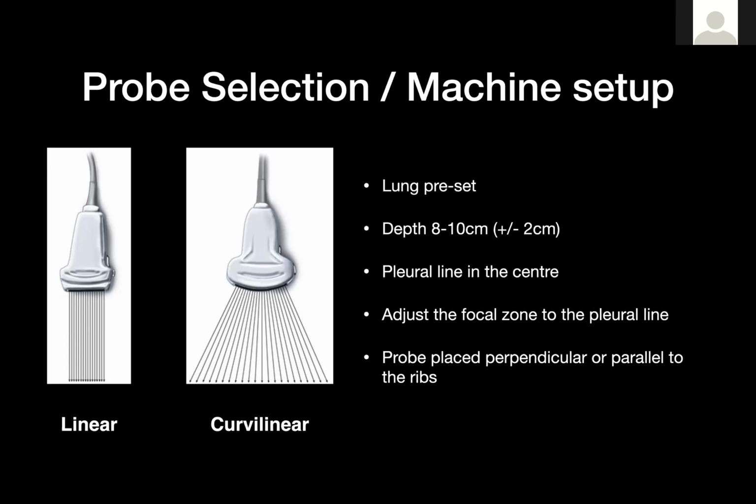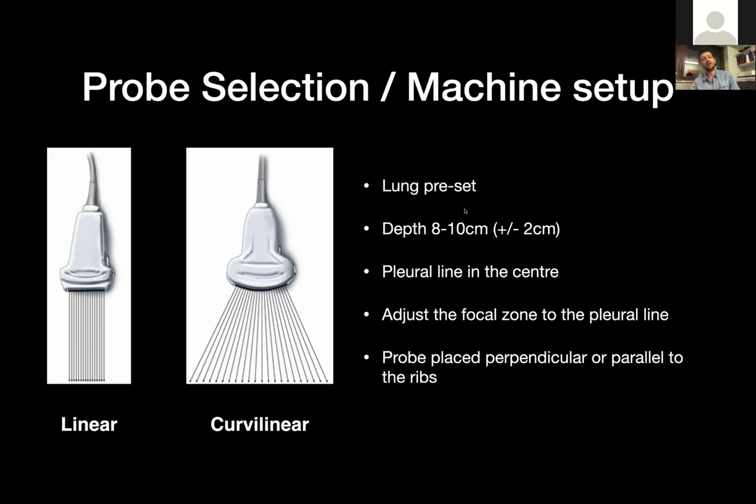Ideally, we'll start by using a lung preset. Most of the contemporary cart-based machines will have a whole load of presets. As Anna has alluded to, a lot of lung ultrasound is all about picking up artifacts, and that's why we want to use this lung preset. This is a preset that doesn't remove artifacts from the image, whereas other presets will remove what the machine has determined to be an artifact.